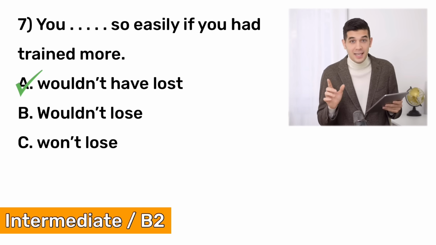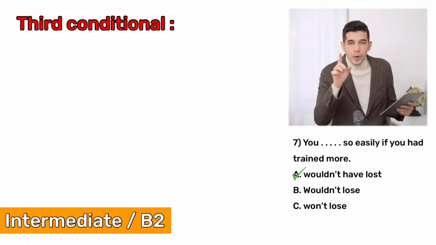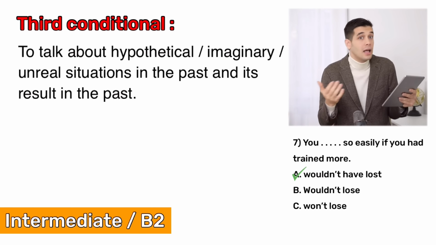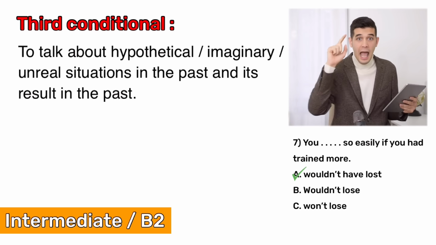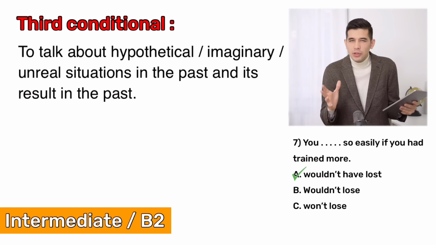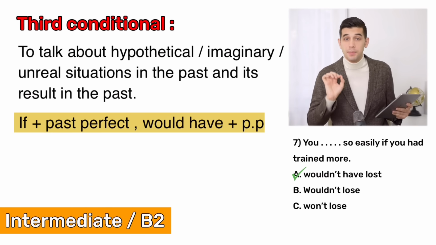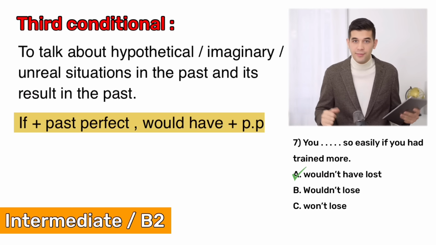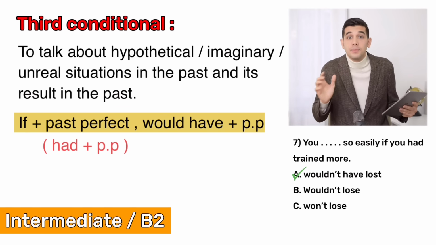Wouldn't have lost. But why? Let's talk about third conditional sentences. We use the third conditional sentence to talk about a hypothetical, imaginary, or unreal situation in the past and its result in the past. How do you form a third conditional sentence? If plus past perfect, comma, would have plus past participle of the verb. Now pay attention, past perfect is had plus past participle.